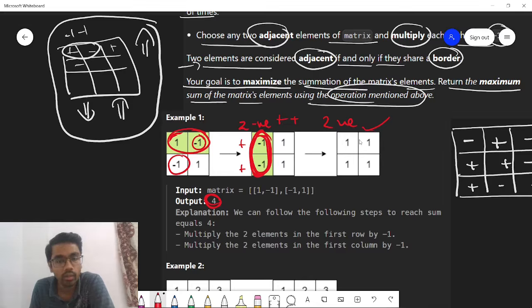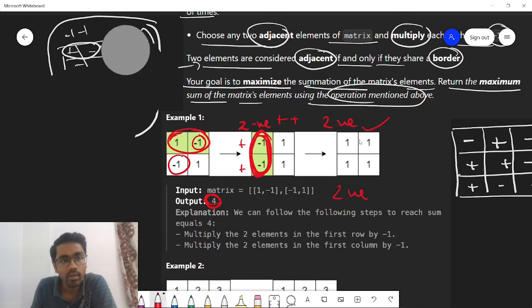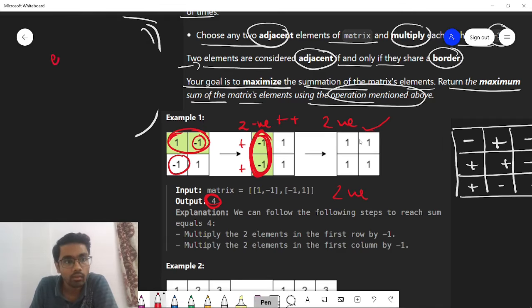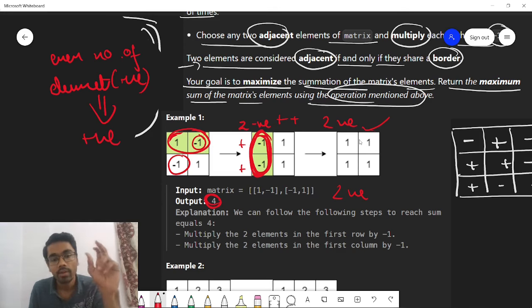Now is it only limited to two negative elements? No, we can say that if we have an even number of negative elements, then we can always convert all of them to positive. Why? Because if we can convert two negative numbers to positive, then obviously if we have an even count, we can group them in twos and convert all of them to positive.